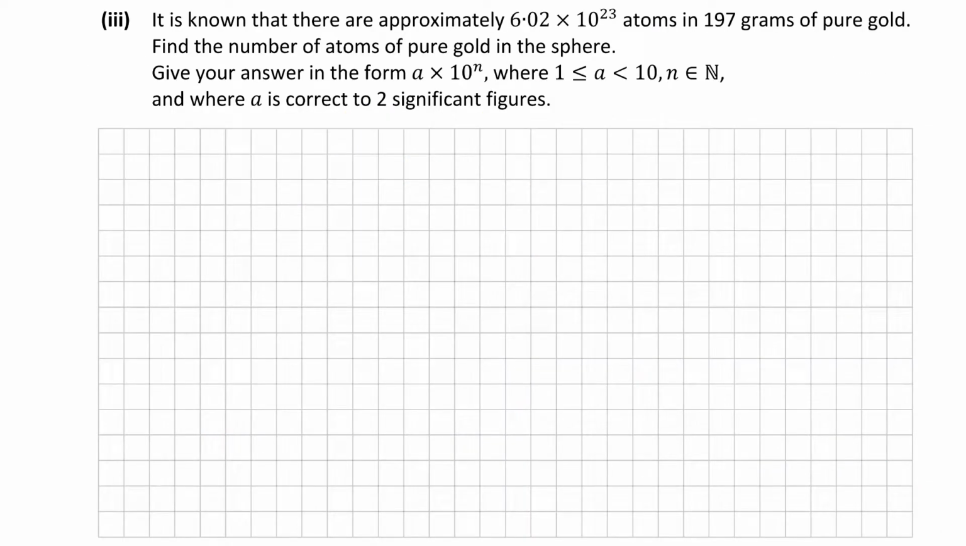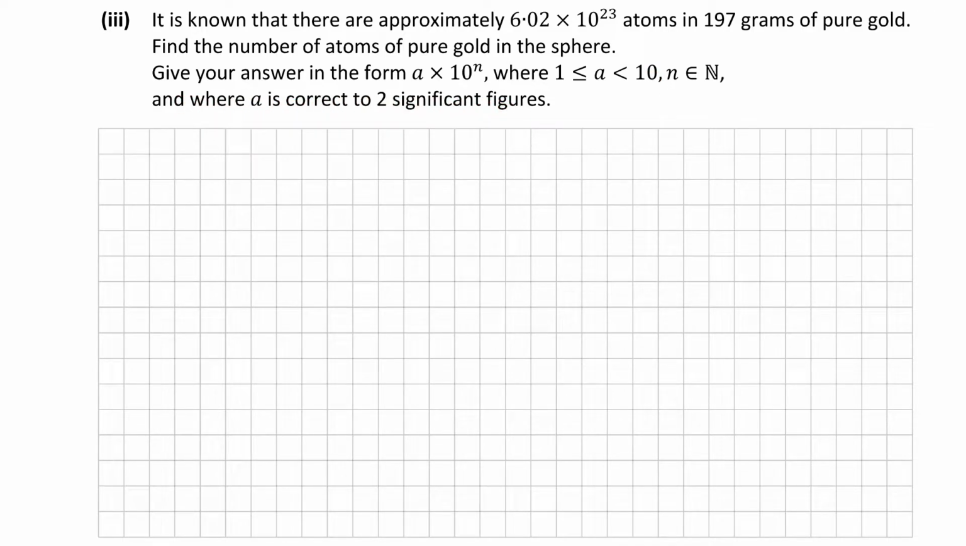So part 3. It is known that there is approximately 6.2 times 10 to the power of 23 atoms in 197 grams of pure gold. So there's a certain amount of atoms in a certain amount of grams. Find the number of atoms of pure gold in the sphere. We know how many grams the sphere is, we worked it out in the last part of the question. Give your answer in the form a times 10 to the power of n, where 1 is less than or equal to a, which is less than 10, and where a is correct to two significant figures.